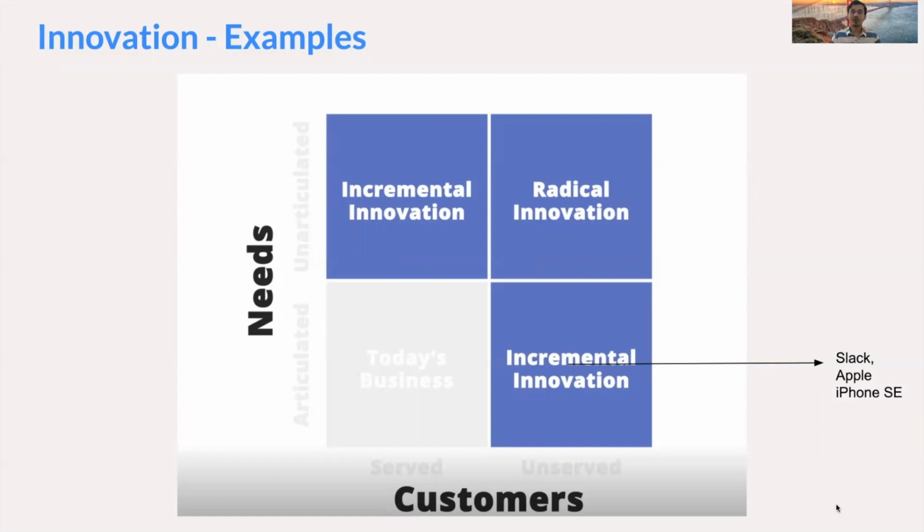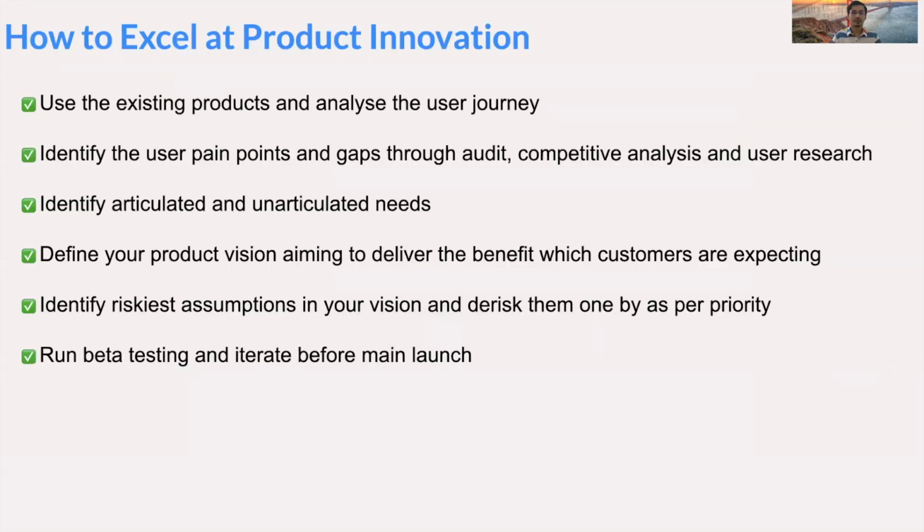When Apple already had iPhones for people to use, customers were asking for a cheaper version of the iPhone, but no one was building such a phone. And when Apple built the iPhone SE, they played into this incremental innovation area where the customers were saying, hey, we need this, but the need was unserved. So the question is how you can excel at product innovation with the knowledge of radical innovation and incremental innovation.